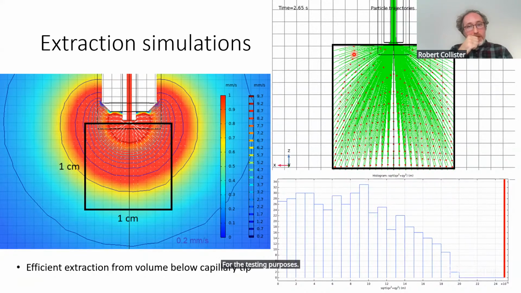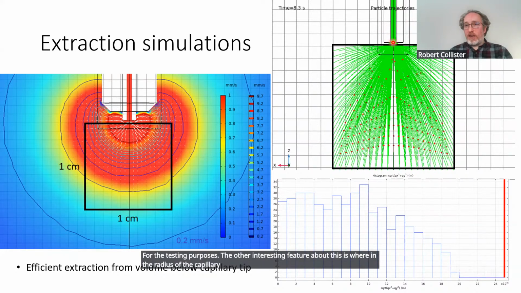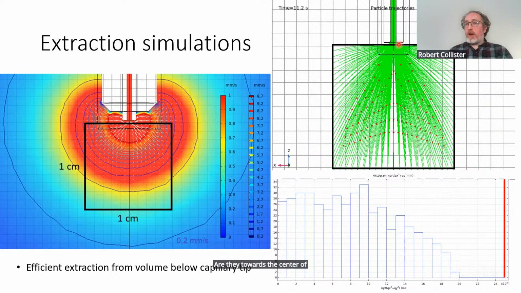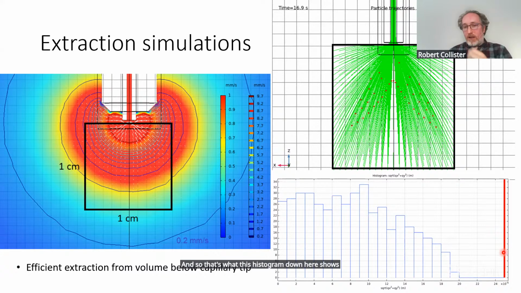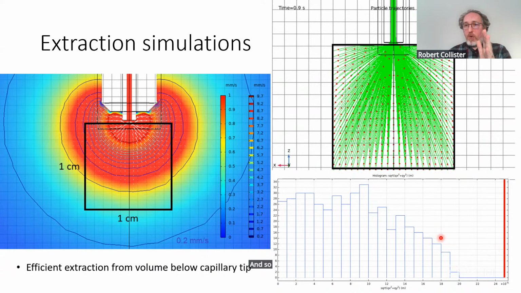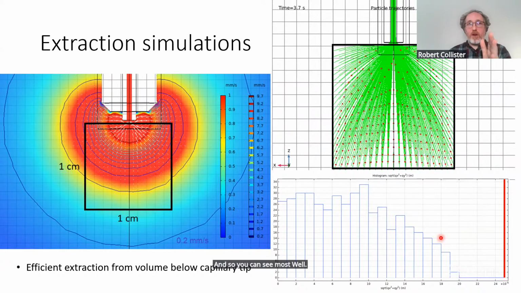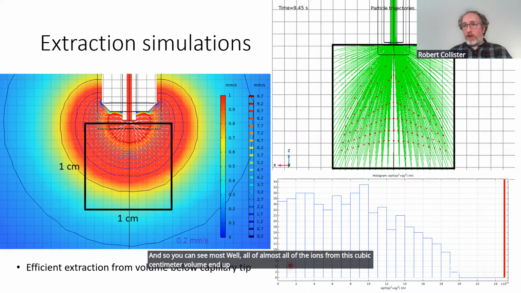The other interesting feature is where in the radius of the capillary the ions end up. Are they towards the center of the capillary, or are many of these ions out towards the wall? That's what this histogram down here shows. The red line is the radius of the inner diameter of the capillary, so that's where the steel wall of the capillary is. You can see that almost all of the ions from this cubic centimeter volume end up within the inner 3/4 of that radius.